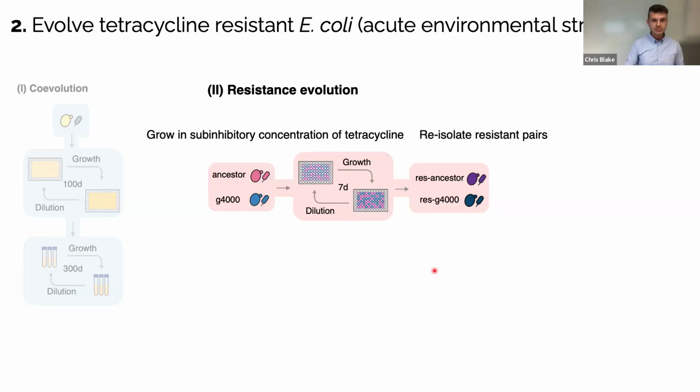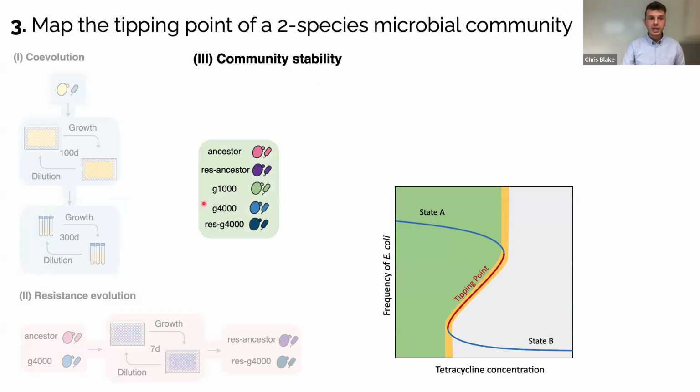So in this experiment, I chose the ancestral co-culture, which does not have any shared evolutionary history, as well as the one which evolved for 4,000 generations together, grew it in concentrations of tetracycline for a few days, and then re-isolated resistant pairs. So ending up with these 5 co-cultures now, which all have a different evolutionary background, I wanted to assess the stability of the community and find the tipping point of all of these cultures.